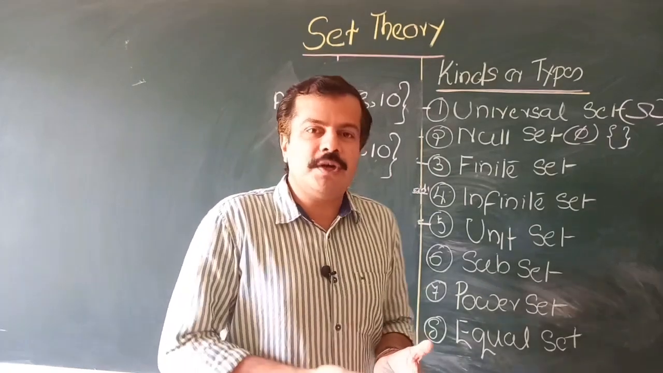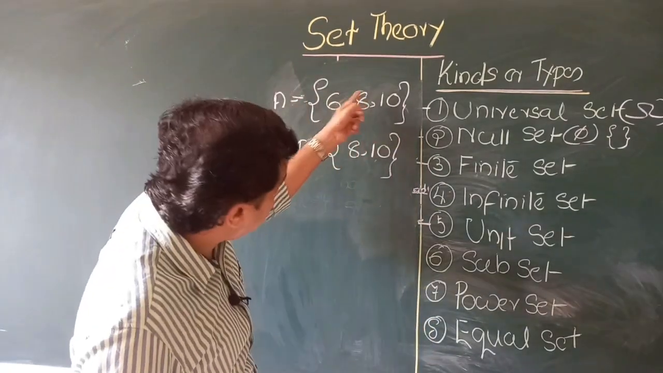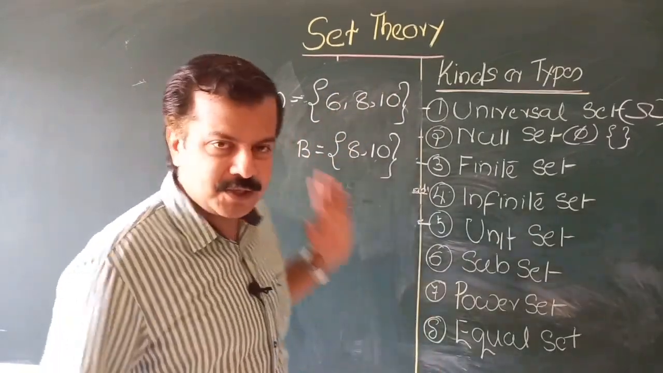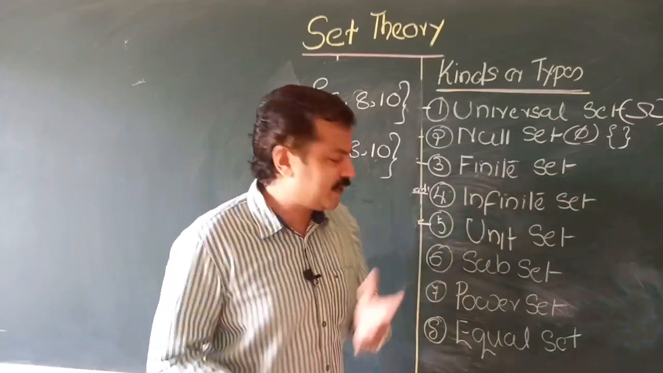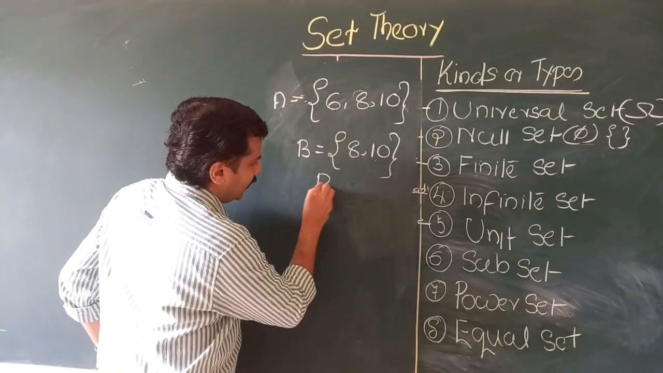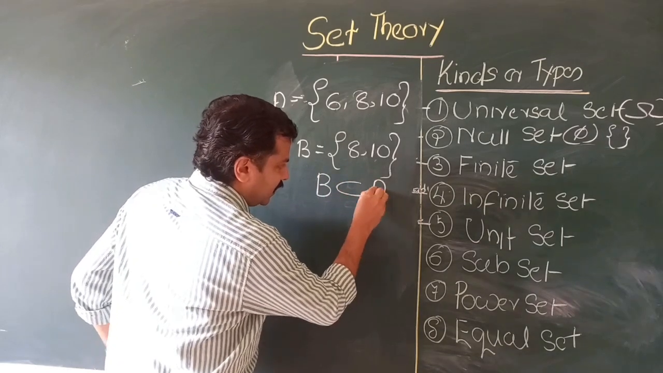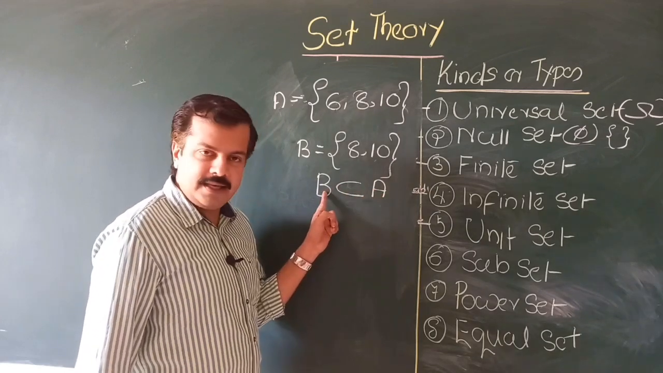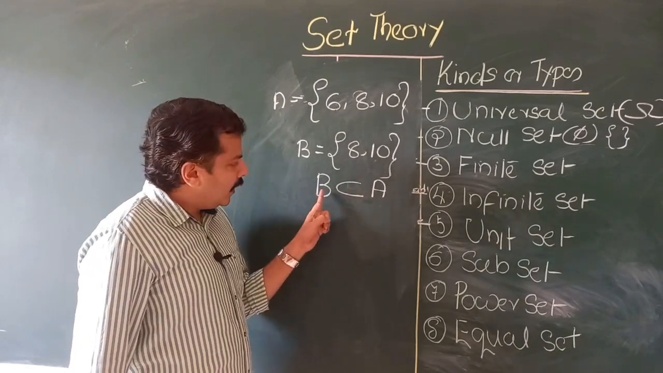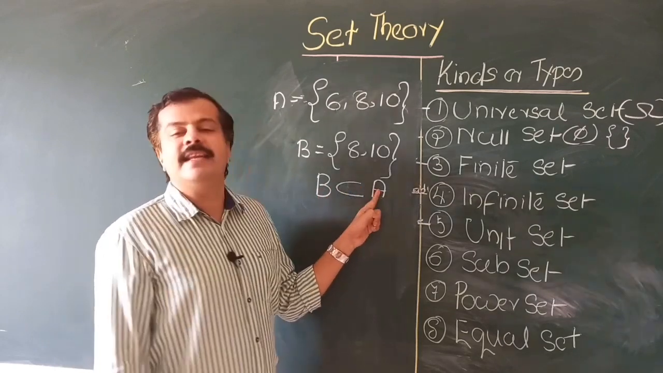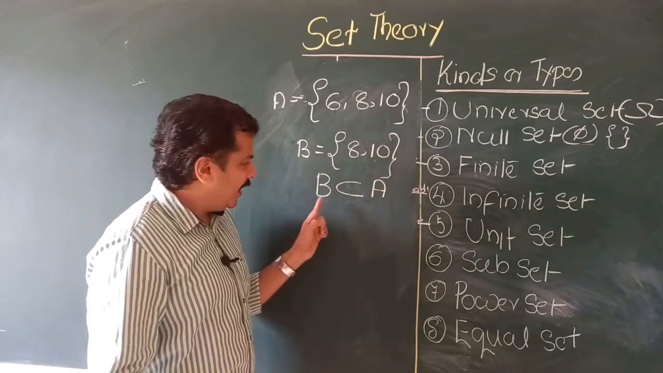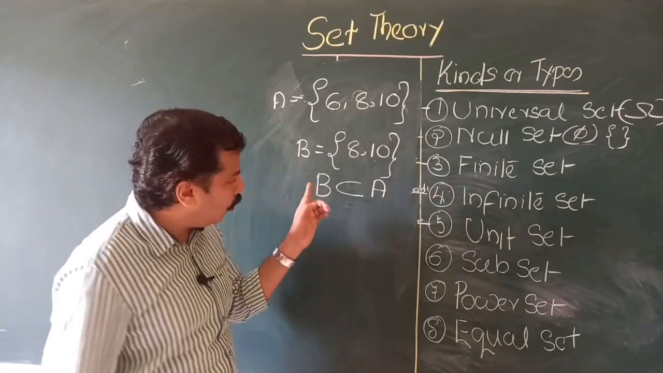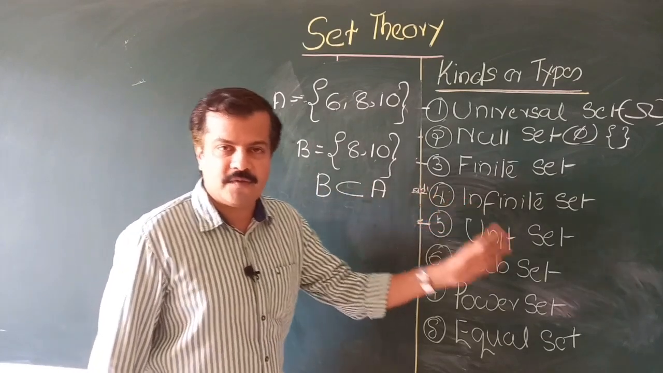So, if you constitute another set by using some elements or all the elements of A, it is known as a subset of A. That is the meaning of subset, and we usually write it in this way. This is how the subset is written. This is read as B is a subset of A, or B is contained in A, or B is included in A.